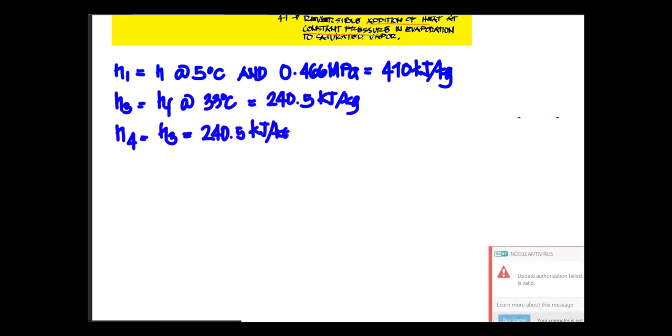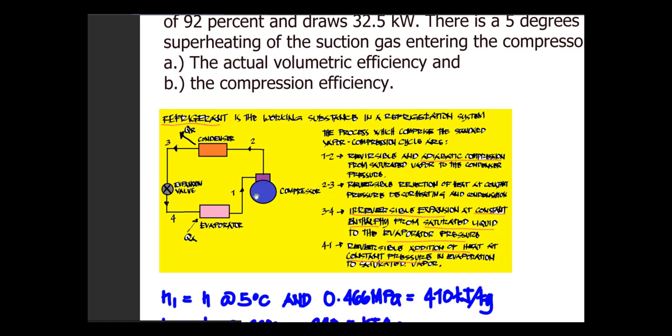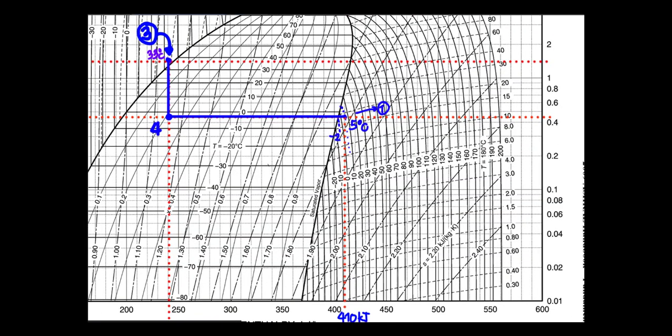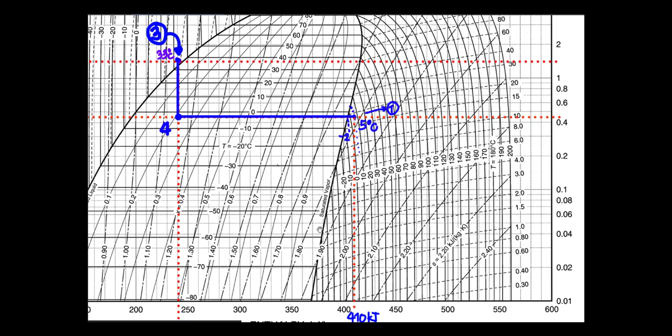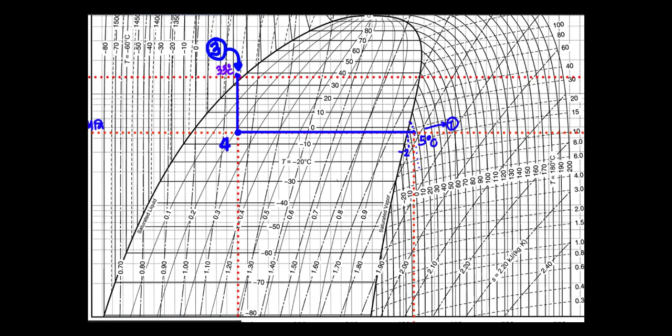Now for process 1 to 2, that will be a reversible adiabatic compression from saturated vapor to the condenser pressure. So we have here the constant entropy from point 1 to point 2. Referring to the pH diagram, we have here the entropy line. Notice your entropy going up there. Intersecting from point 1 to point 2, this line reaches our condenser pressure.